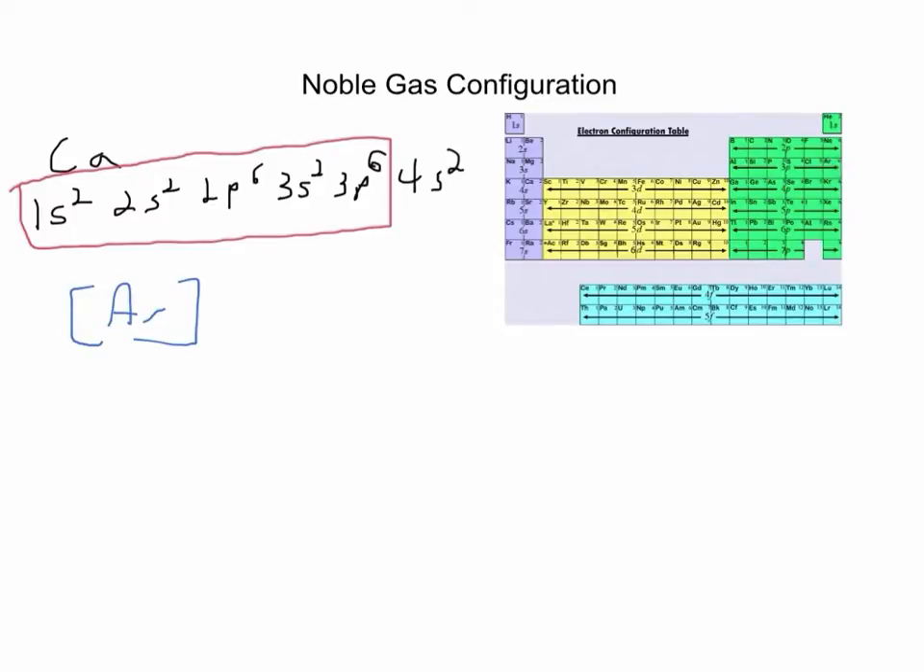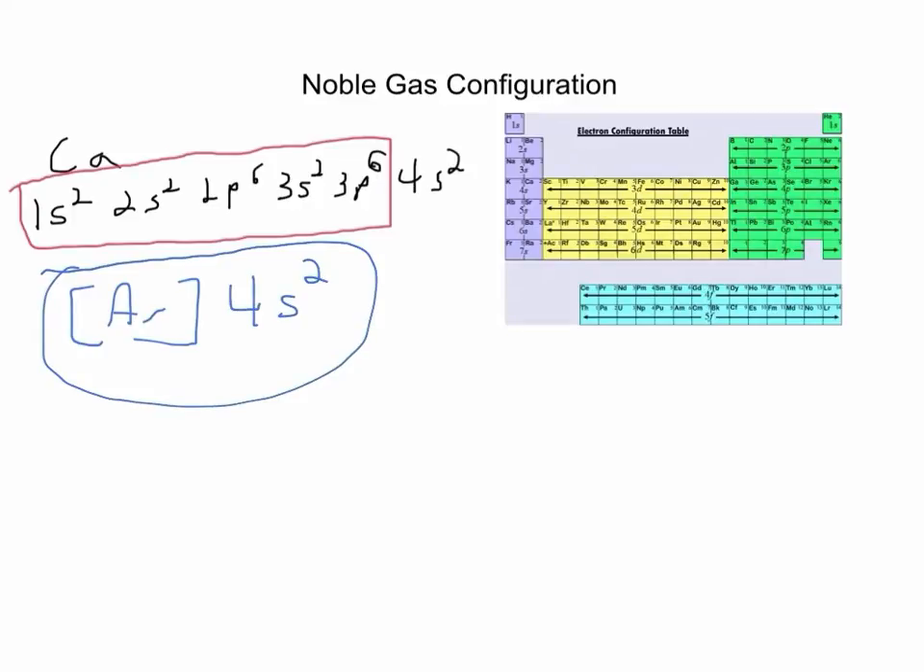Then, well, it still has 2 more electrons, right? So argon has 2 fewer electrons than calcium, so we have to account for these last 2 electrons, which are the 4s1 and 4s2 electrons. So we'll write that down, and we'll have argon 4s2. And this is our abbreviated electron structure.